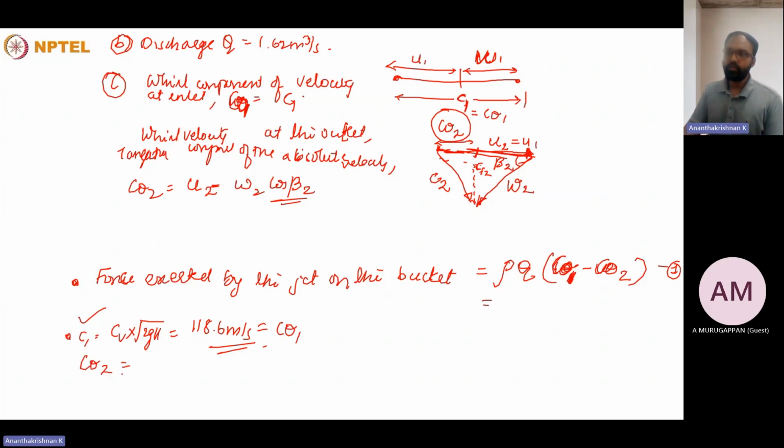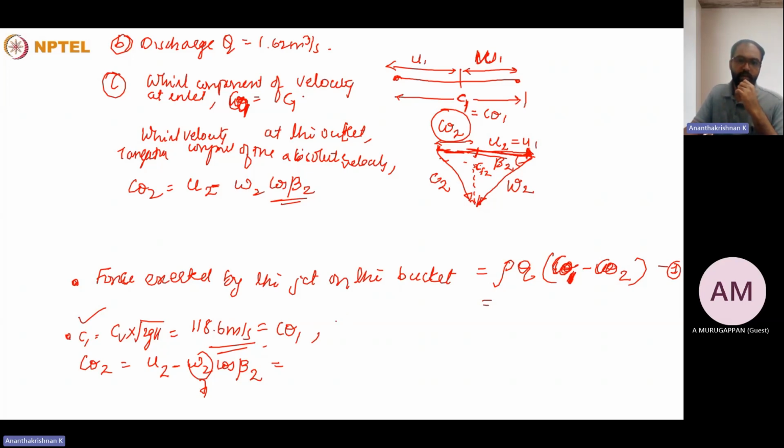And then c theta 2 is the tangential velocity component at the outlet. So that will be equal to u2 minus omega 2 cos beta 2. So in this particular problem, we do not know omega 2. We need to calculate it. The slip coefficient or the change in the relative velocity between the inlet and outlet relative velocities are given.